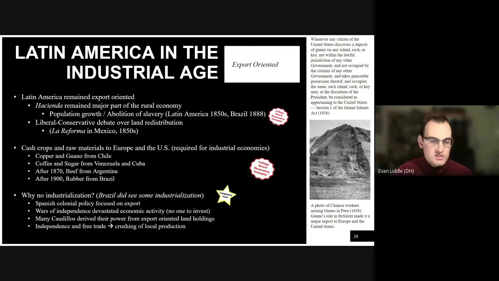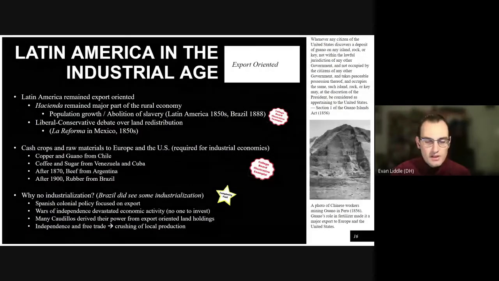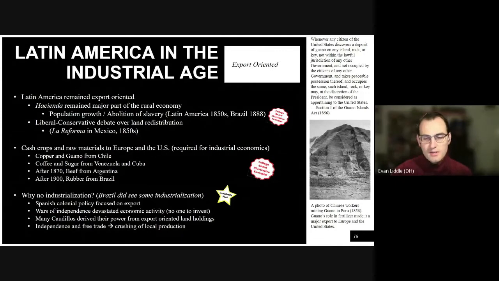You have countries that are economically devastated with no one to invest and provide additional money, at least nobody from within the country themselves. Additionally, I talked about caudillos as these strongmen who ruled a lot of Latin American countries or parts of them. And usually the caudillos gained their economic influence and power from these large haciendas.